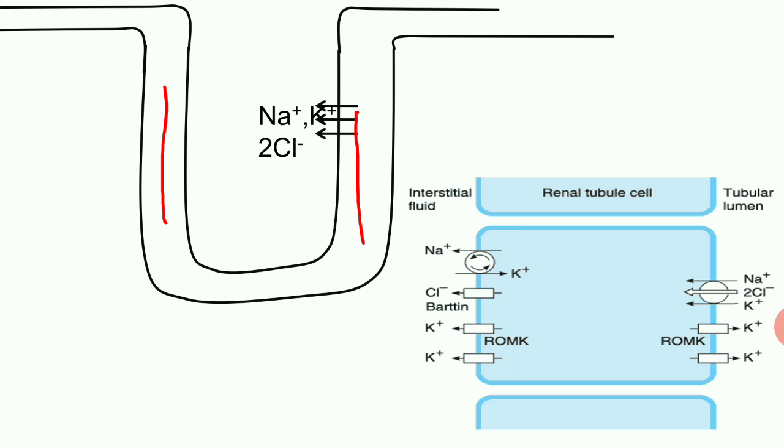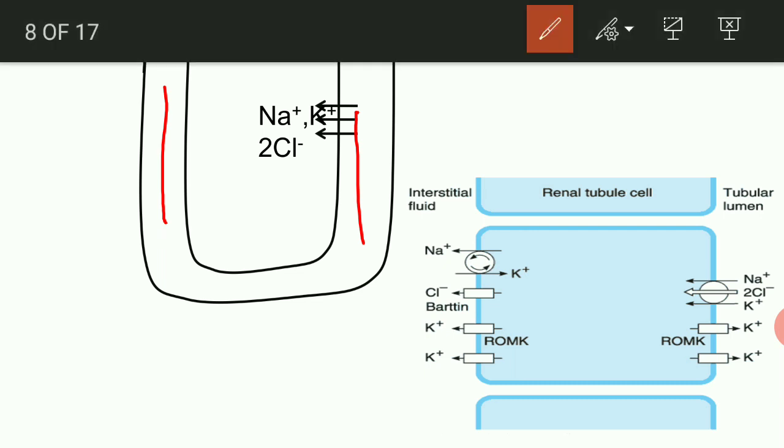And this is also represented in a detailed manner. The sodium potassium pump creates the gradient of sodium inside the cell. It pumps out 3 sodium and pumps 2 potassium inside. Because of that, sodium concentration is decreased inside the cell, and now sodium along with potassium and 2 chloride is coming in. This is a secondary active transport mechanism by which sodium, potassium, 2 chloride is coming.